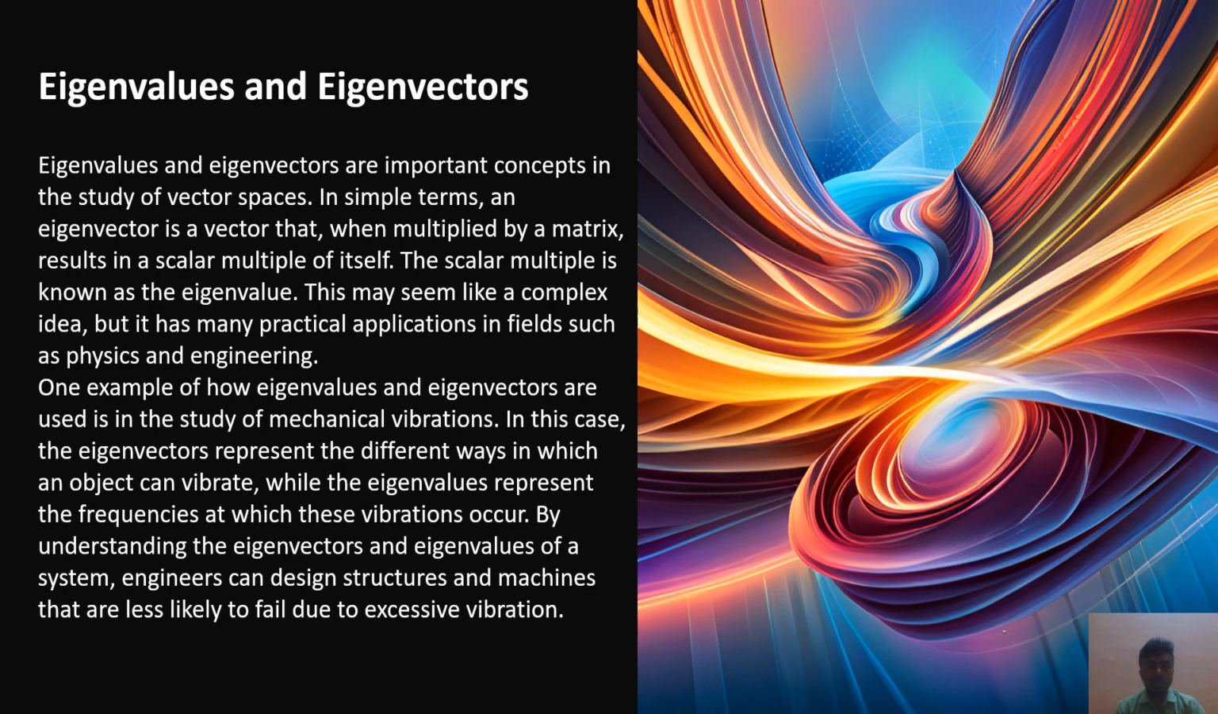One example of where eigenvalues and eigenvectors are used is in the study of mechanical vibration. In this case, the eigenvectors represent the different ways in which an object can vibrate, while the eigenvalues represent the frequencies at which these vibrations occur. By understanding the eigenvectors and eigenvalues of the system, engineers can design structures and machines that are less likely to fail due to excess vibration.